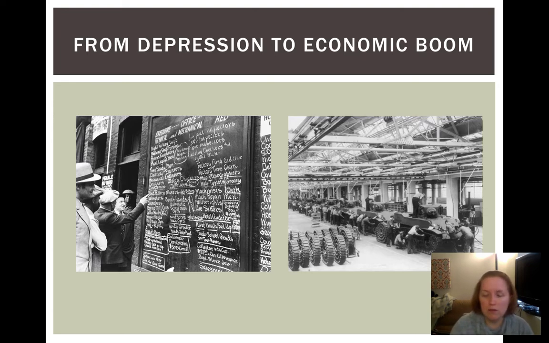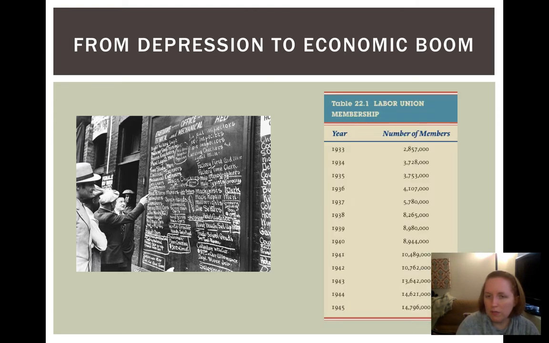And labor unions also benefit from the war, as we can see in this table. Union membership was up to nearly 15 million Americans by the end of the war, and this is the highest proportion of the total workforce in American history. During the war, labor unions work with both business and the federal government to win recognition for themselves. So this is a huge increase in the power of labor unions as well. So we go from depression to really economic boom during the war.